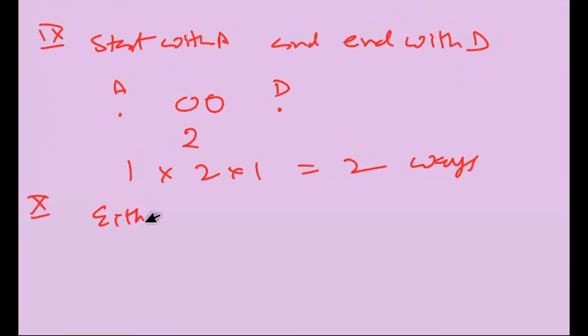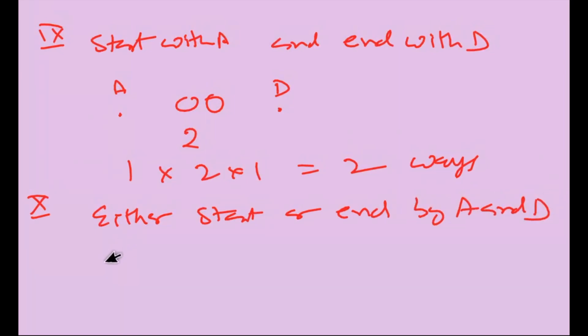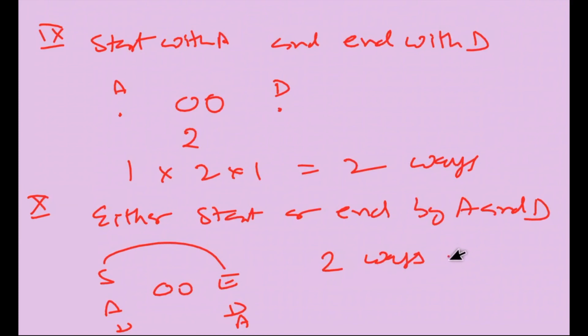Either start or end with A and D. So these are 2 ways, start or end with A, D, or D, A. So 2 places you have to fill in 2 ways, and these 2 places you have to fill in 2 ways. Total ways are 2 into 2, equal to 4 ways. Either start or end with A and D.